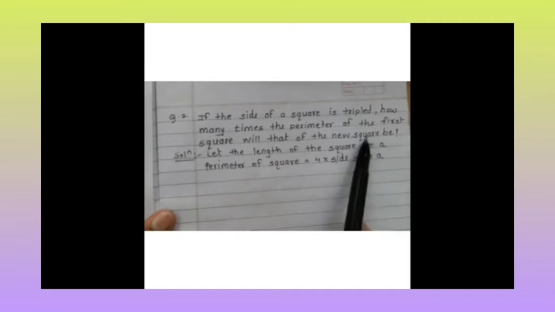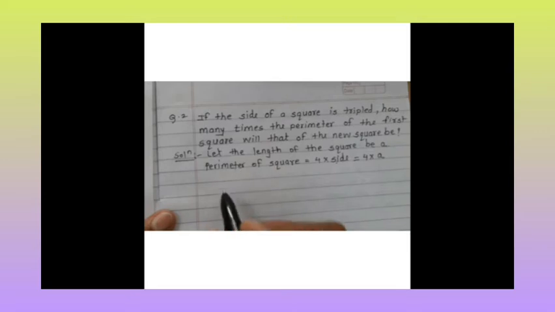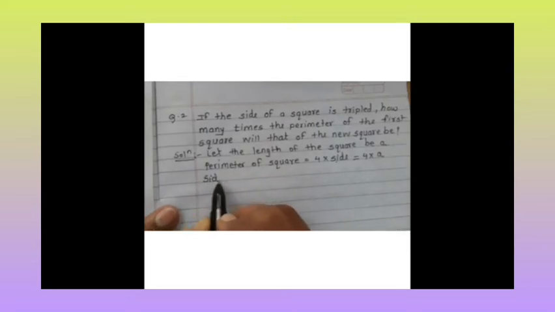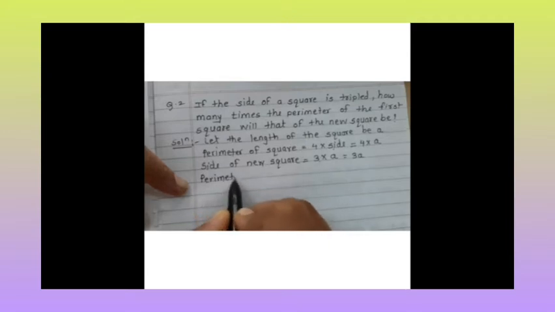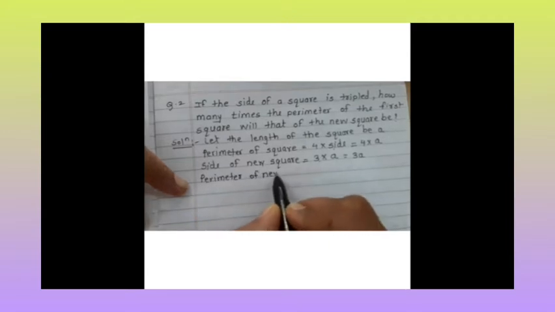So first we will find out the perimeter of the new square. First, the side of the new square. What is the side of the new square? Tell me, student. Yes, the side of the new square is equal to triple. So it is 3 times A, because A is the length of the square. 3 into A means 3A. So what is the perimeter of the new square?